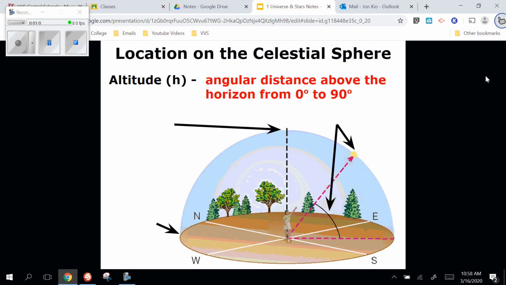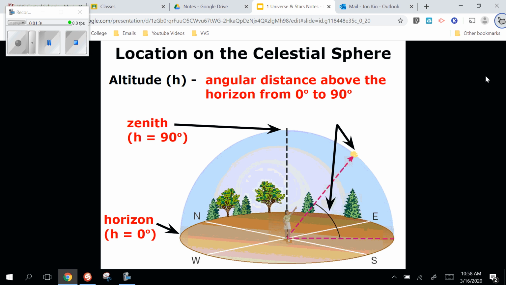If we imagine the horizon as 0 degrees, and the point directly above your head, the zenith, as 90 degrees, we can picture any number of degrees in between that we can approximate. Notice we use the letter H to represent altitude, and that comes from height. They call it altitude, but they use the H coming from the word height.